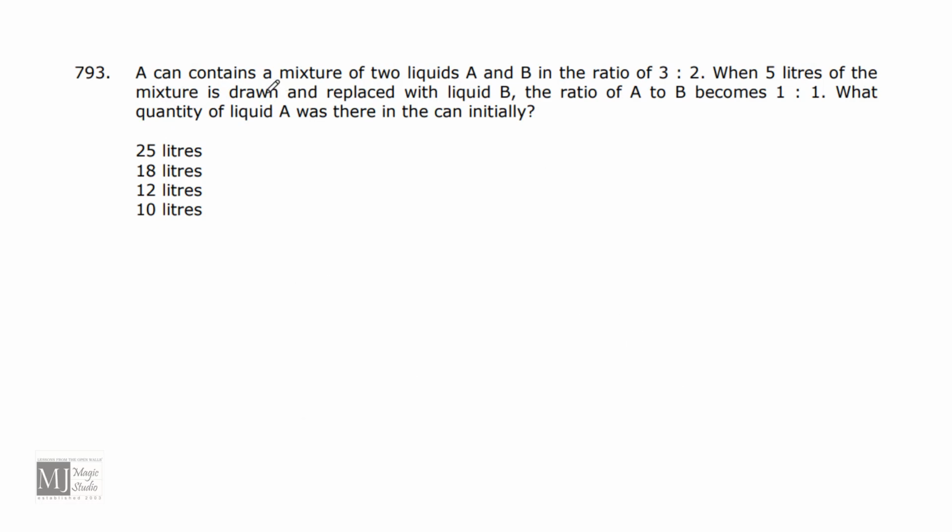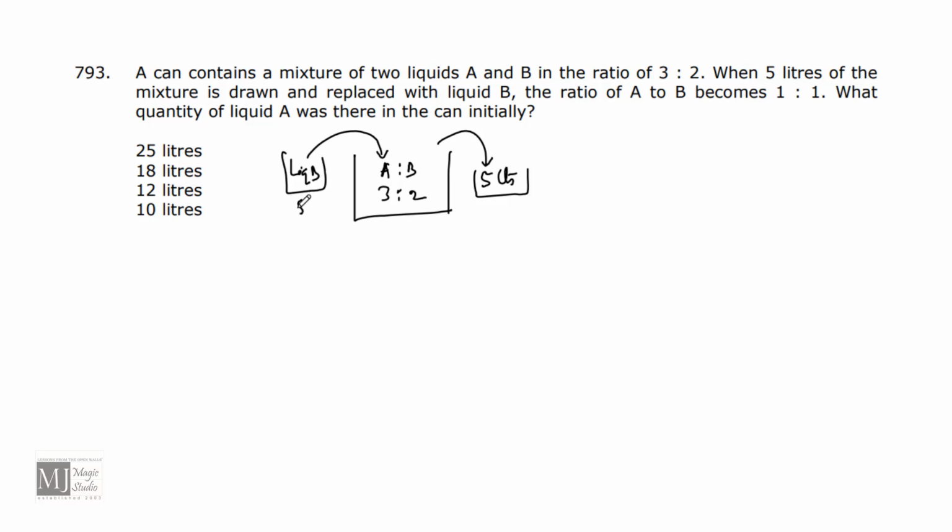A can contains a mixture of two liquids A and B in the ratio 3:2. When 5 liters of the mixture is drawn and replaced with liquid B, the ratio now becomes 1:1. What quantity of liquid A was there in the can initially?